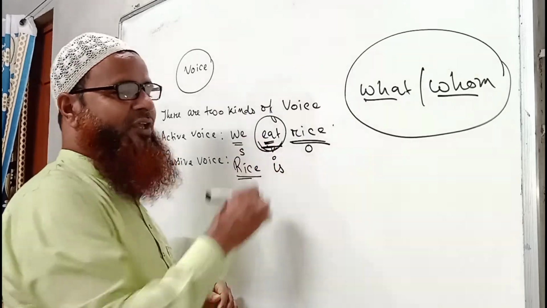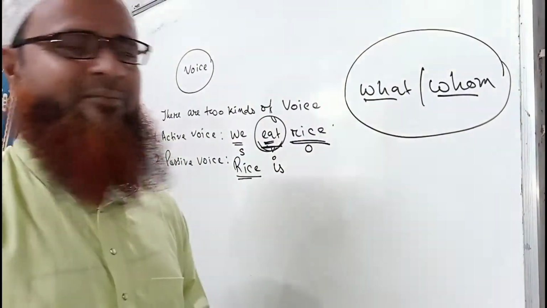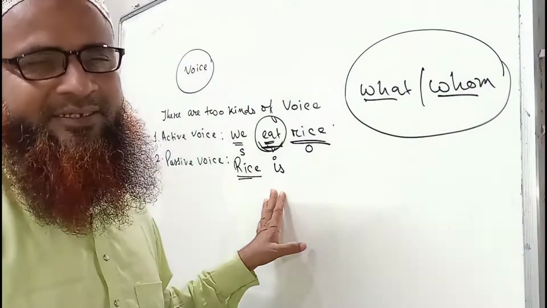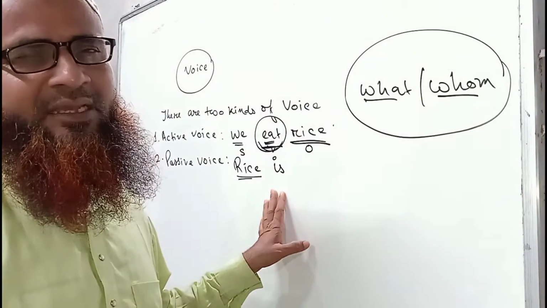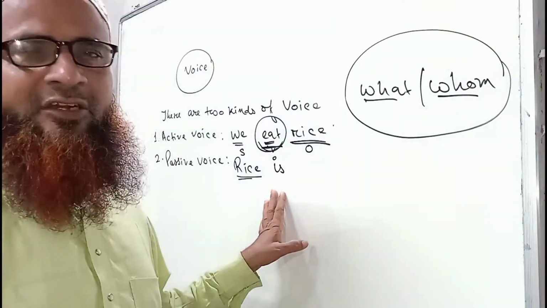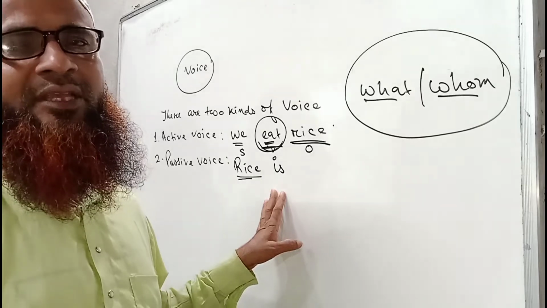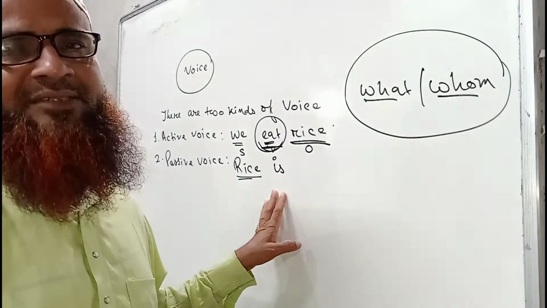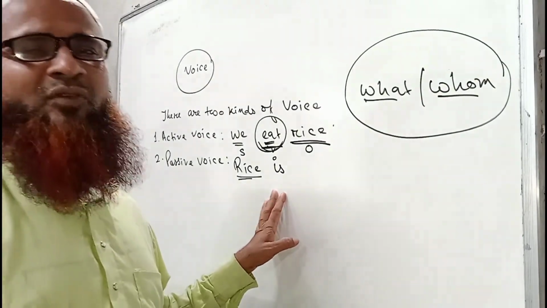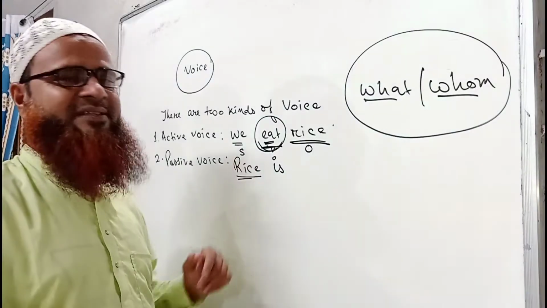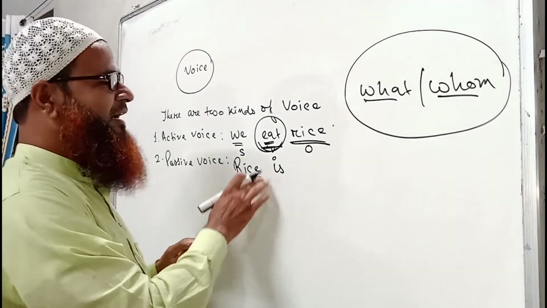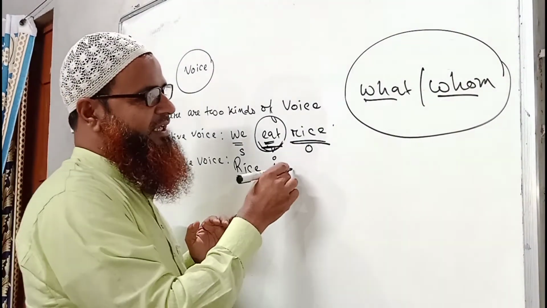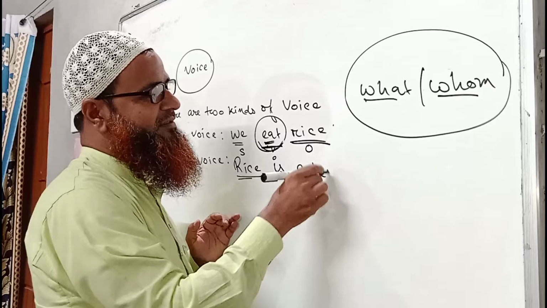Again, we have to use the past participle form of the main verb. This is the most important characteristic of passive voice. We must always remember, we can never change a sentence into passive without using the past participle form of the main verb. The past participle form of the main verb is the most important characteristic of passive voice. So here we have to use the past participle form of eat. The verb is eat here. So eat and eaten. It will be eaten.